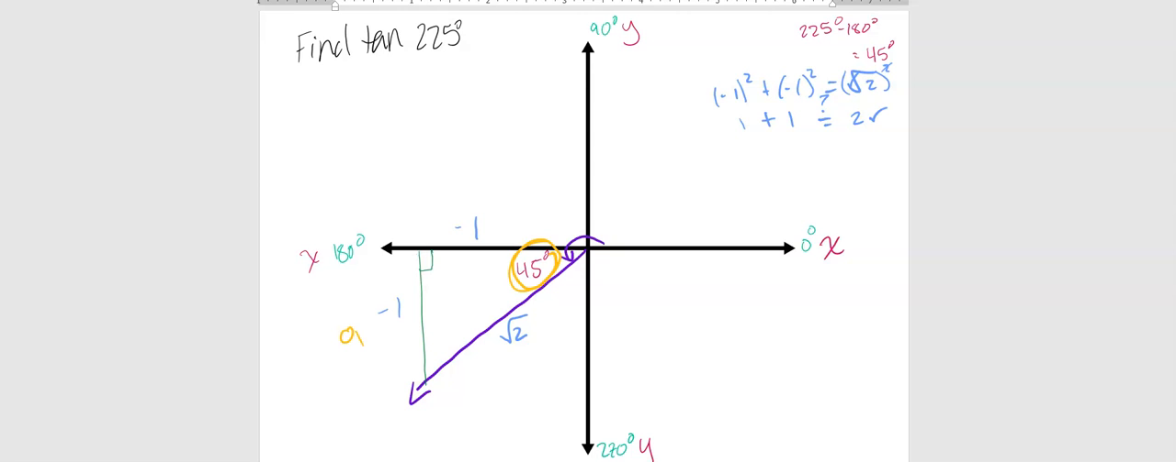Okay. If we're using this angle, this is the opposite. This is the adjacent. This is the hypotenuse. Alright, let's remember our acronym, SOHCAHTOA. Okay, so tangent uses the opposite and the adjacent. That's very, very helpful, okay? So tangent uses the opposite over the adjacent. So my opposite is -1. My adjacent is -1. -1 divided by -1 is a +1. And so that would be my tangent.